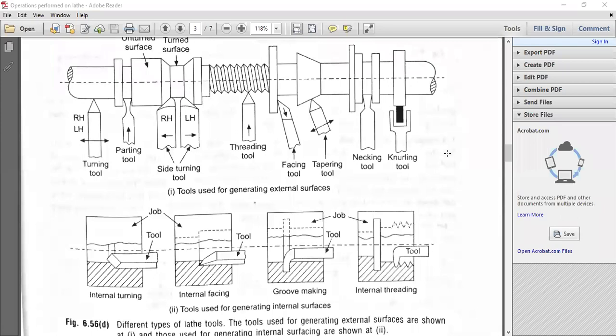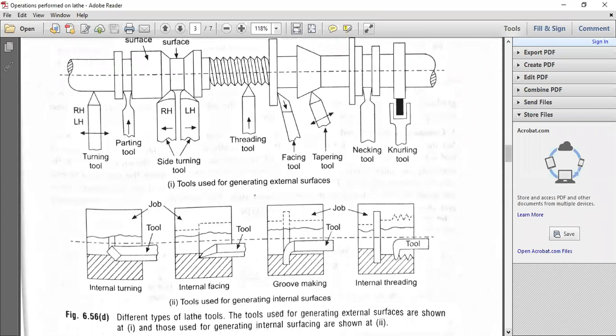So that is internal turning, internal facing, groove making, internal groove making, internal threading. Internal threading is very important, as well as external threading. All these are very important aspects you have to consider, along with the different types of lathe tools. So these are the diagrams which are used for different types of lathe tools.